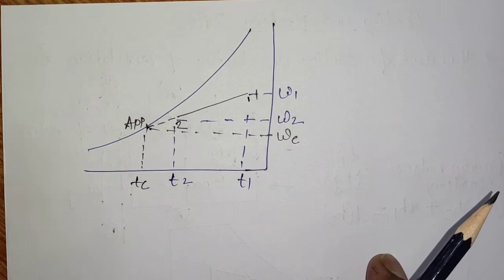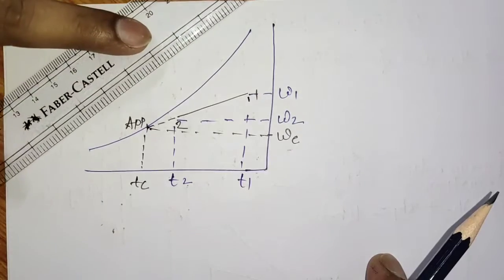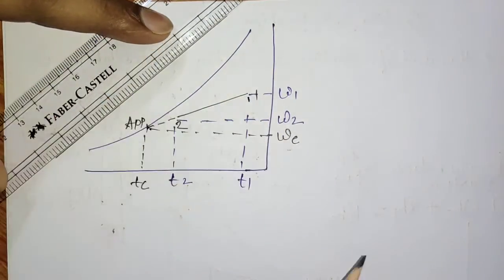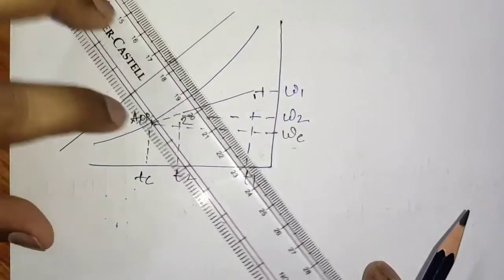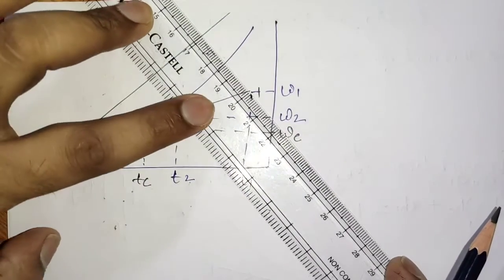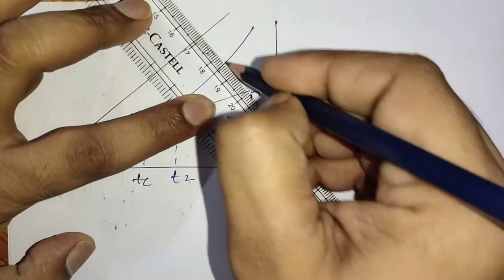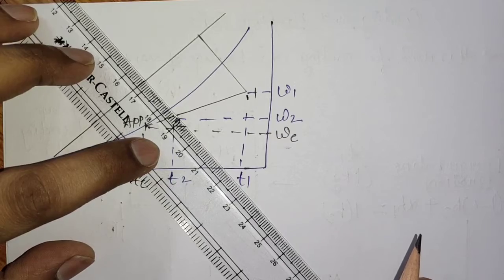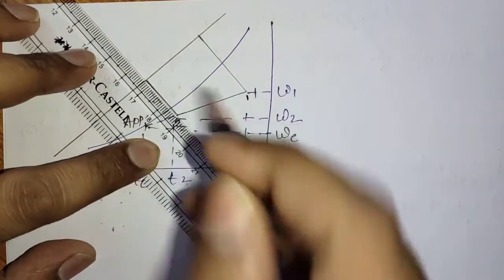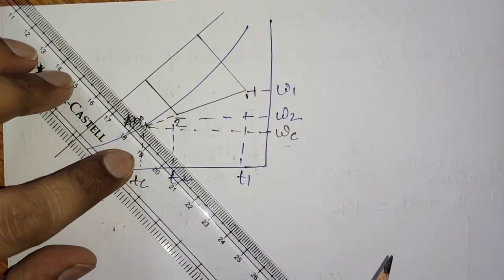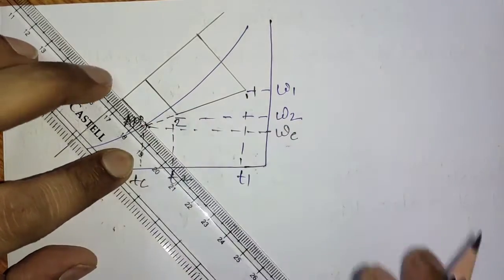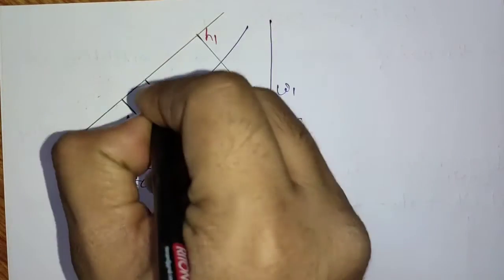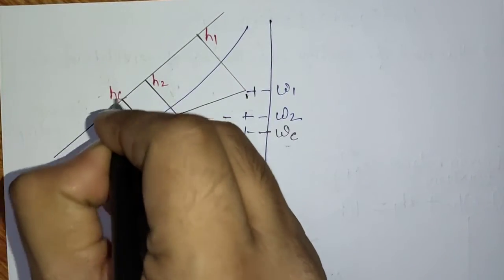For calculating the enthalpy, we will draw an enthalpy line, using the enthalpy scale that is there in the psychrometric chart, and the line passing through point 1, point 2 and point C, when matched with the enthalpy scale, will give the value of enthalpy. Therefore, this value is H1, this is H2 and this is HC.